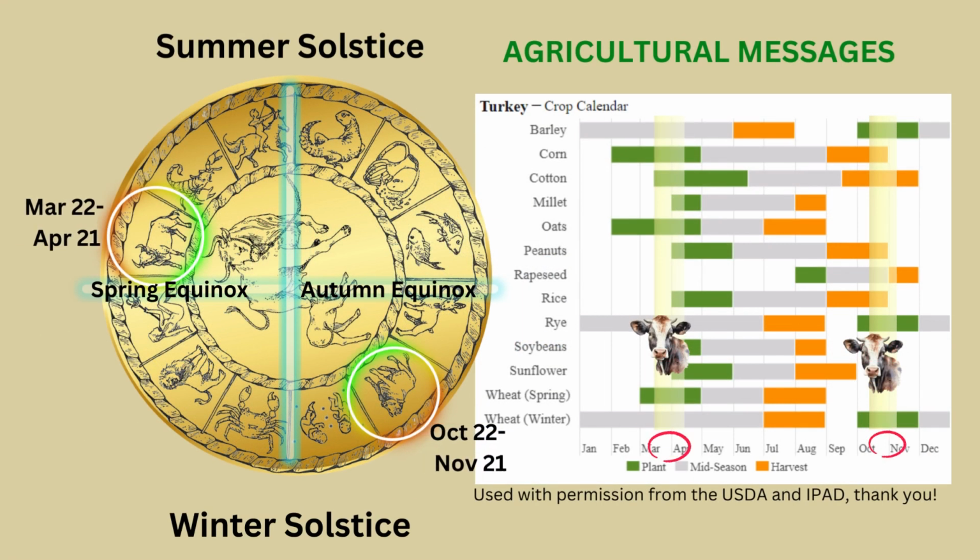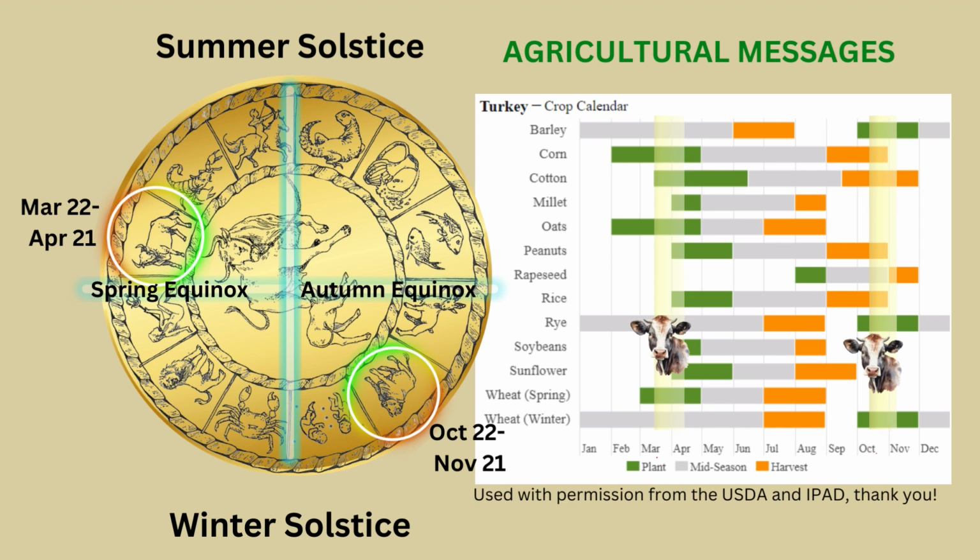Agricultural messages. To comprehend the agricultural aspect of this concept, it's beneficial to refer to the crop calendars of agricultural areas of the Fertile Crescent with spring and winter wheat. I like using Turkey's crop calendar, but feel free to check out the United States crop calendar. Now, all animals' symbols on the wheel are aligned correctly.